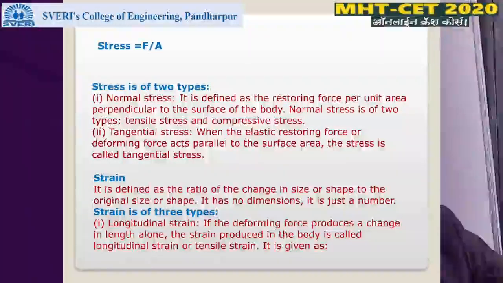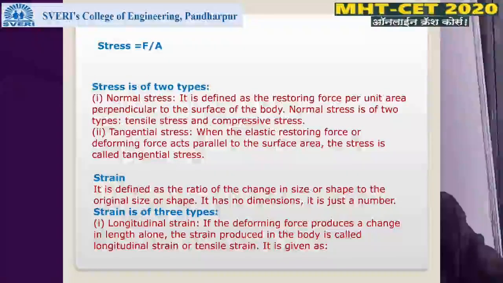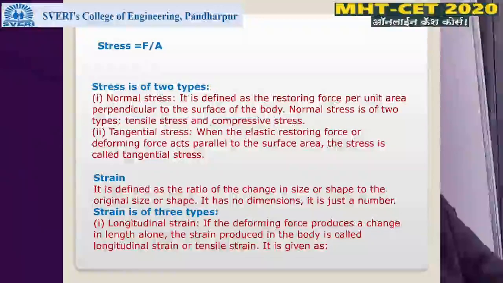Tangential stress means what? When the elastic restoring force or deforming force acts parallel to the surface area, the stress is called tangential stress. Means simply we are considering the force which is applied perpendicularly and parallelly, that are normal stress and tangential stress respectively. Next is strain. Now what is meant by strain?